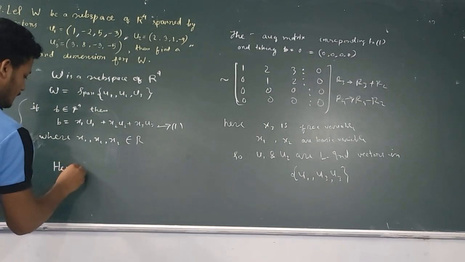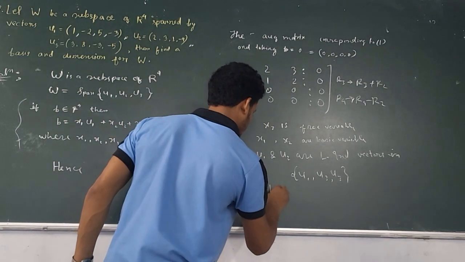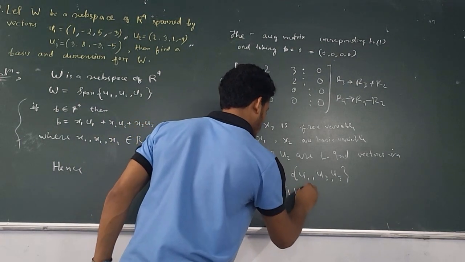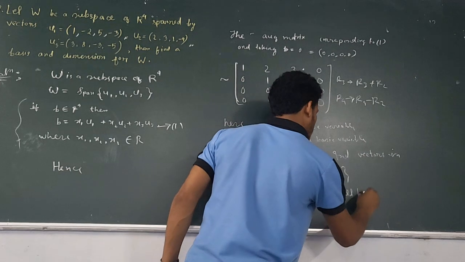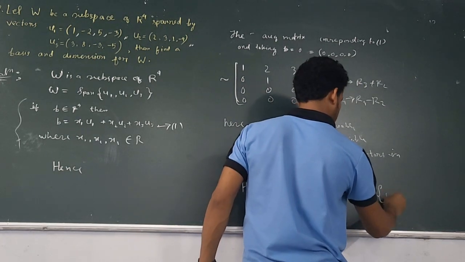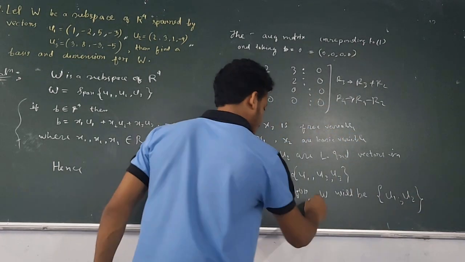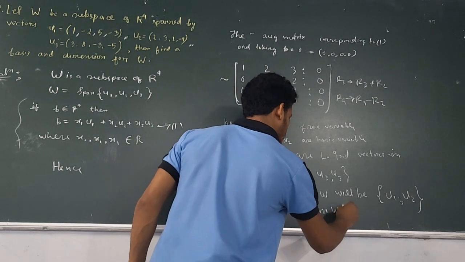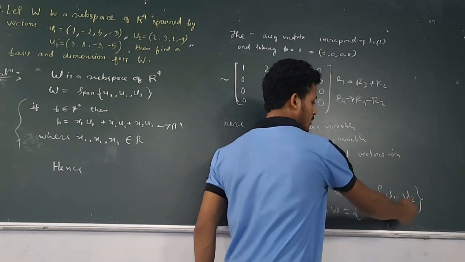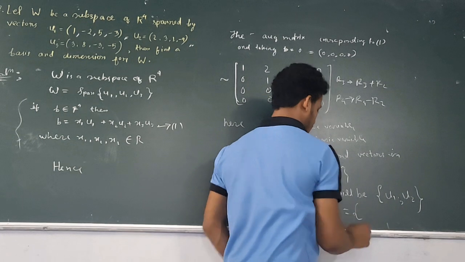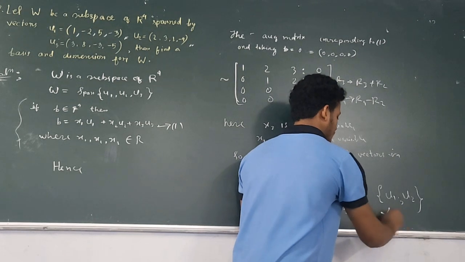Hence, you can write here also: the basis for W will be {u1, u2}, and the dimension of W is equal to the number of vectors in the basis. That is, the dimension of W is equal to how many? 1, 2. It is 2. So hence our answer.